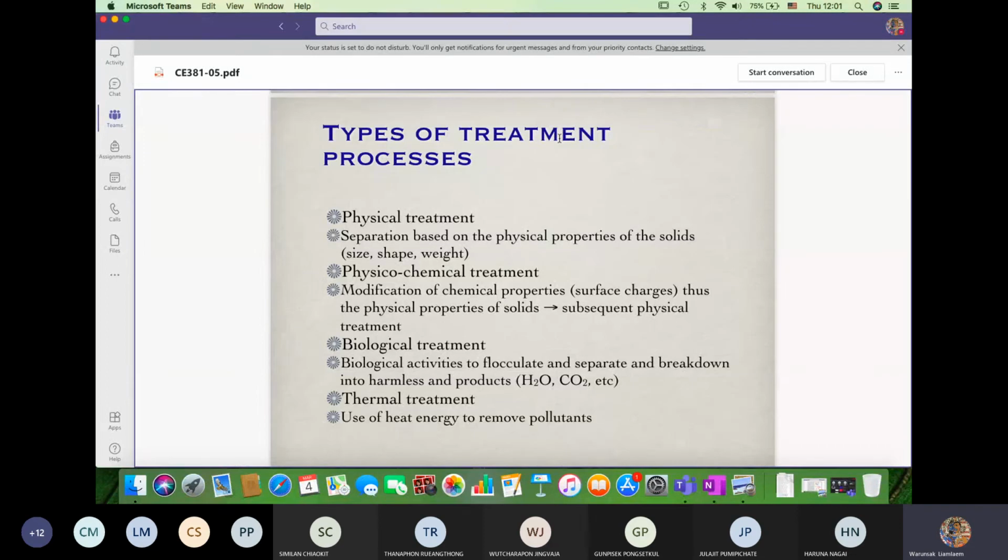But anyway, the thermal treatment is not very popular because it's a high energy consumption process, and also dealing or handling the heat is never simple. That is why we are trying to avoid using this process. But anyway, it could be one of the types of the treatment process used sometimes.